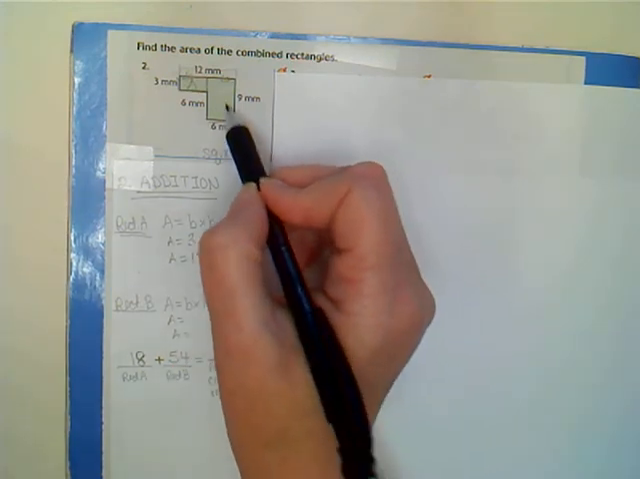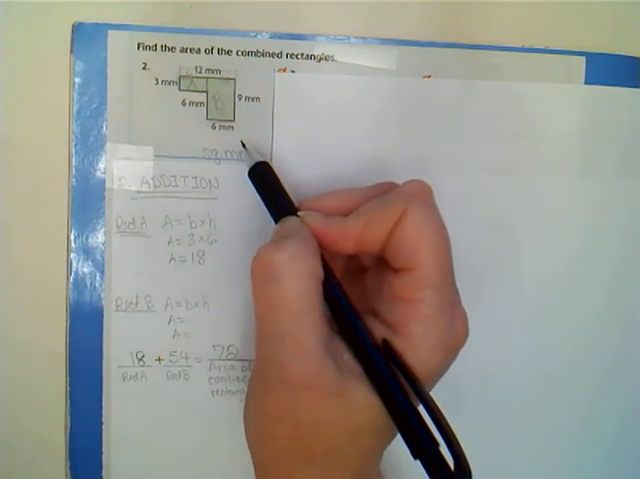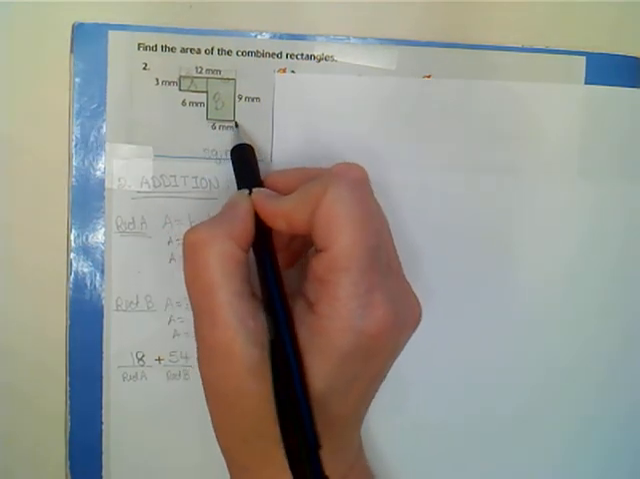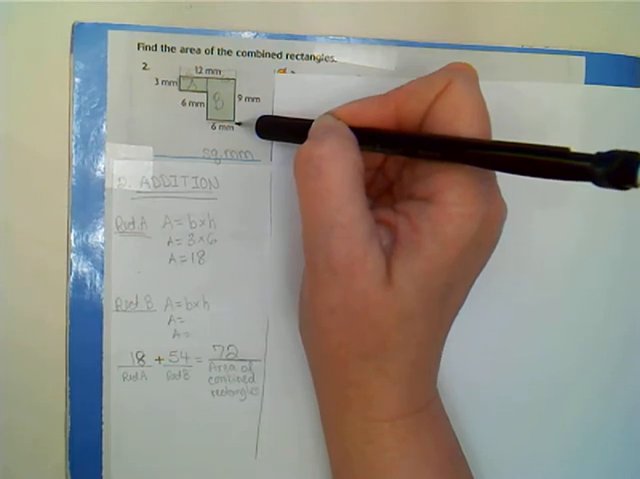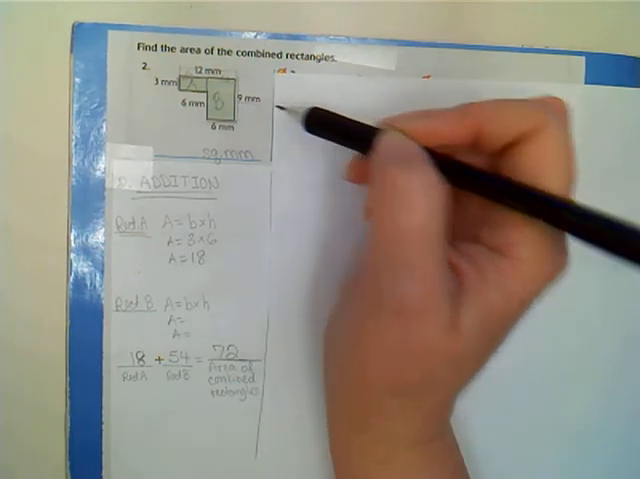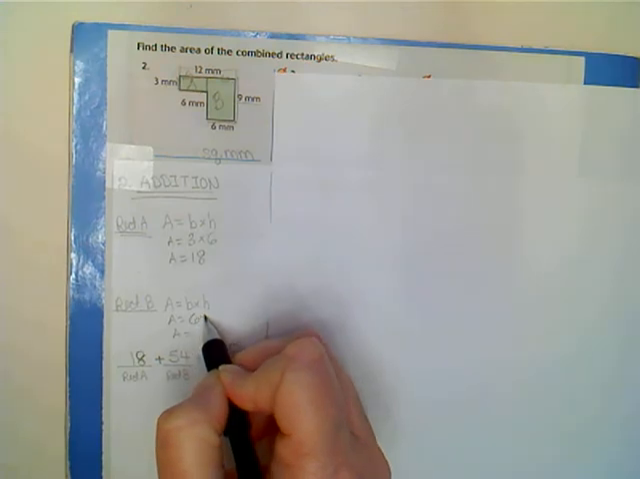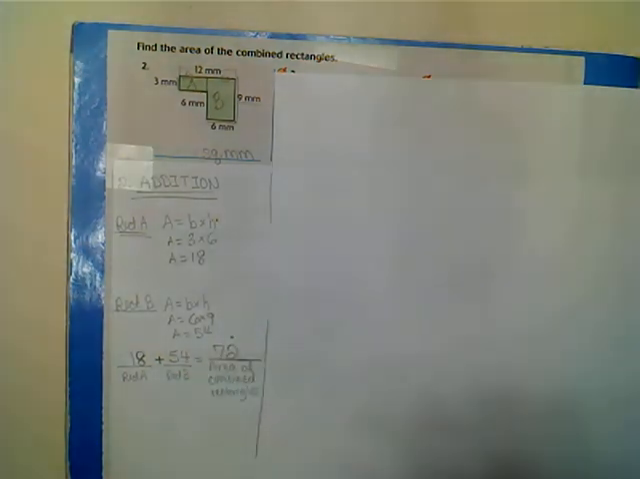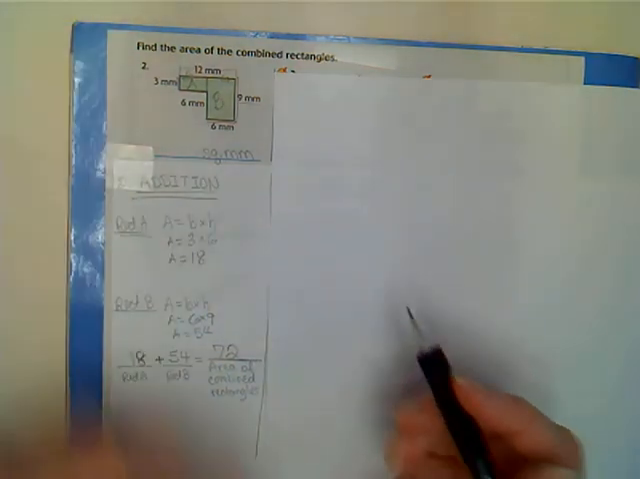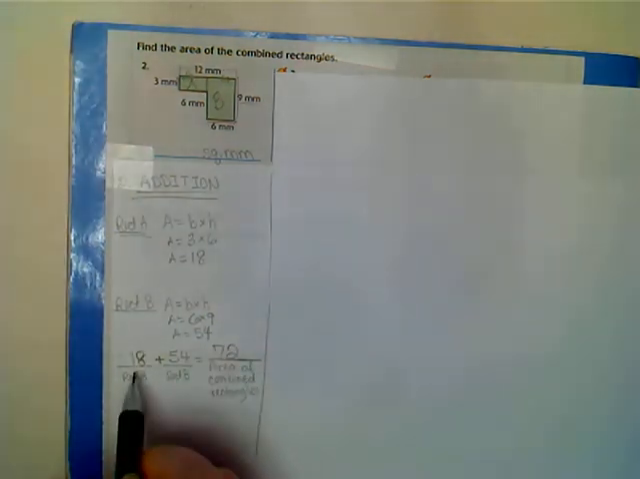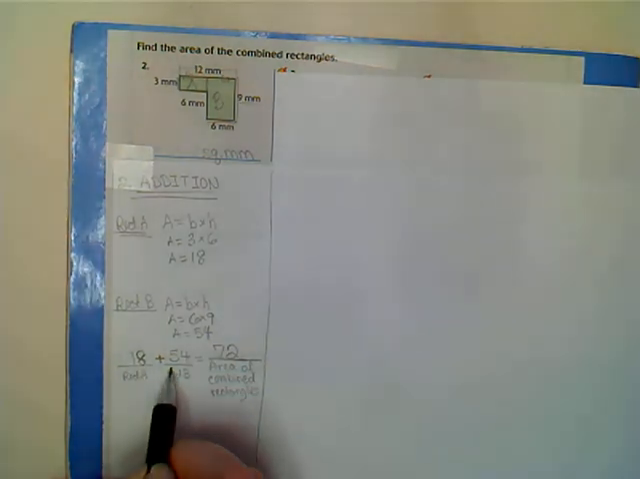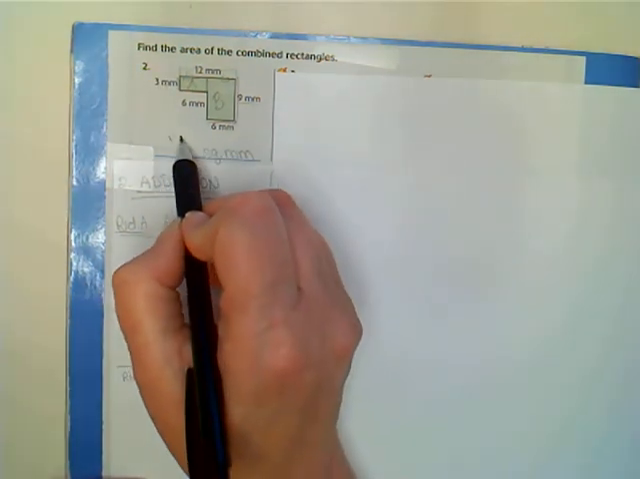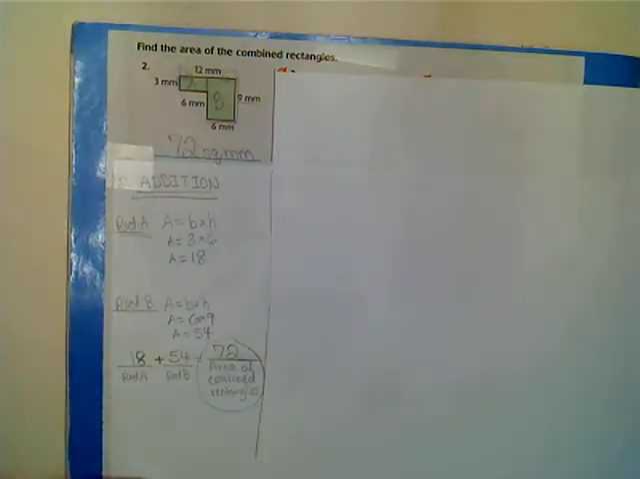And then for my rectangle B, I'll call this larger one rectangle B. 6, I remember from before, could be the base, and 9 is the height. So I can do 6 times 9, and I know that is 54. There goes my pencil again, my goodness. So, 54. Then I add those together: 18 plus 54, so the area of the combined rectangles is 72 square millimeters.